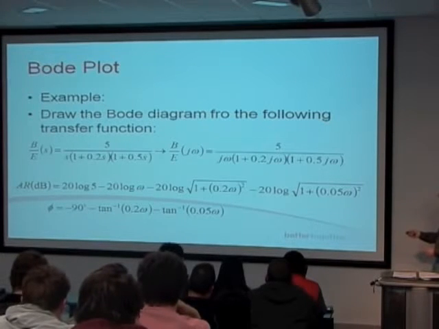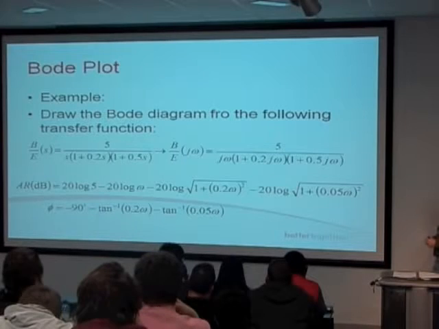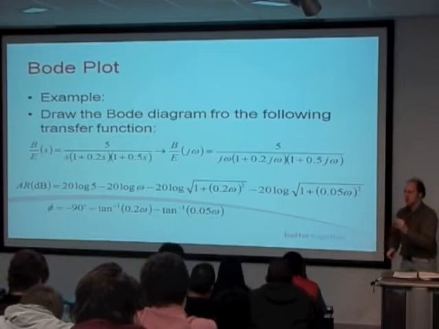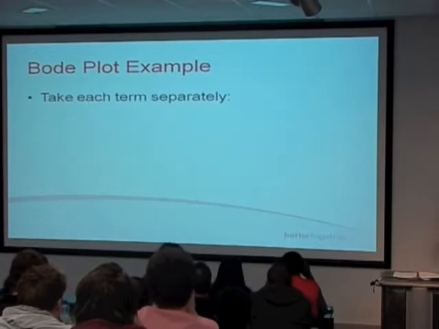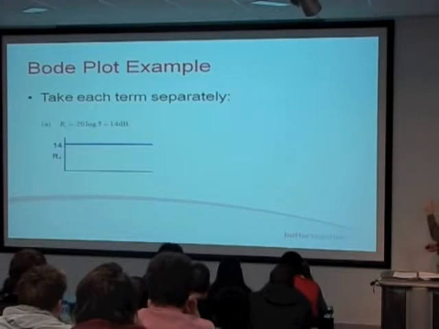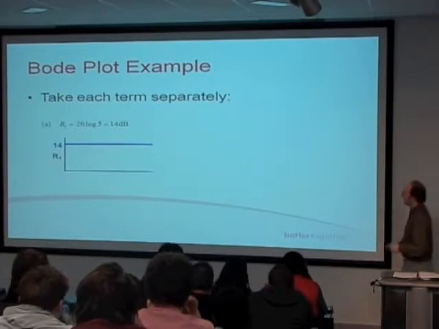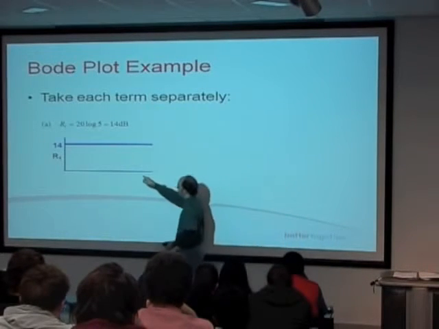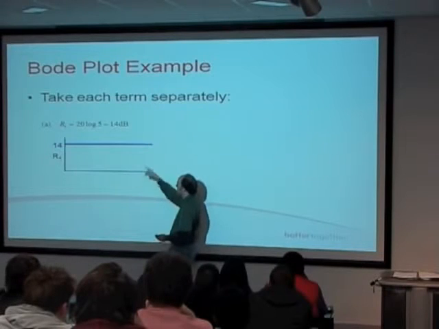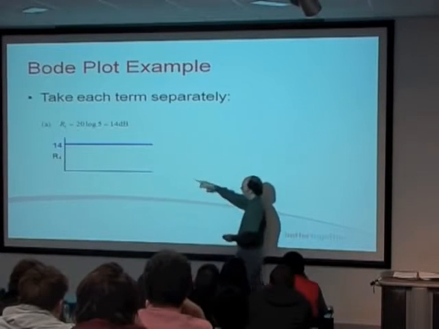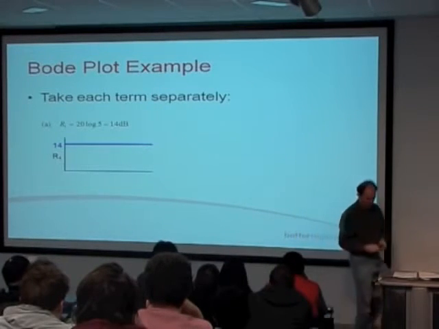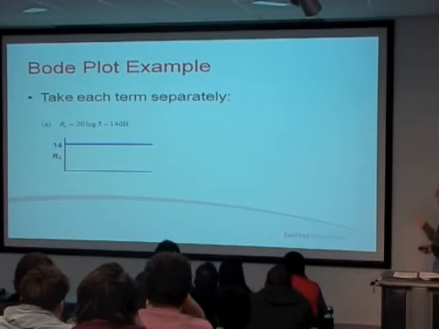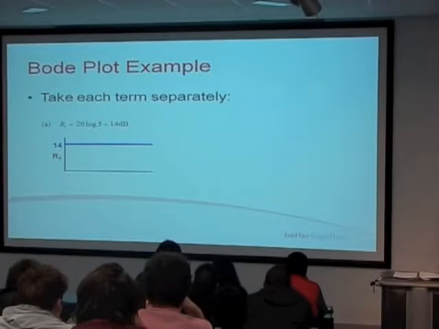So there's our terms that we're going to use to build our Bode plot. And we take each of those terms separately. And so for the first off, we'll start with that gain. 20 log 5 we know is 14 decibels. And so it's a straight line. We knew that a gain was going to be a straight line. And our amplitude ratio is 14. And we know that at that point the phase is also 0.